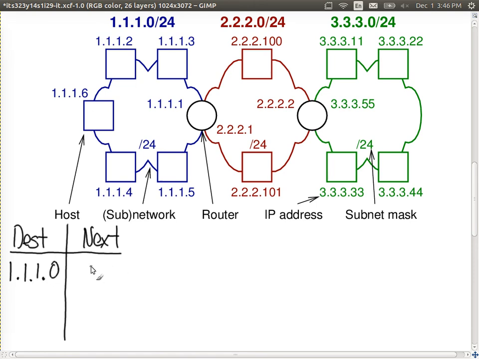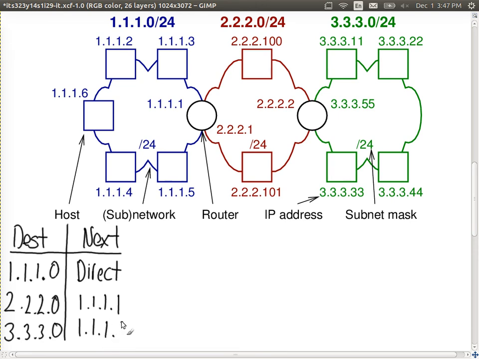What's the next node? To reach, so the meaning of this address is anyone on the network 1.1.1.0: direct. Anyone on the network 2.2.2.0, the next node is 1.1.1.1. And anyone on the network 3.3.3.0 is also 1.1.1.1.